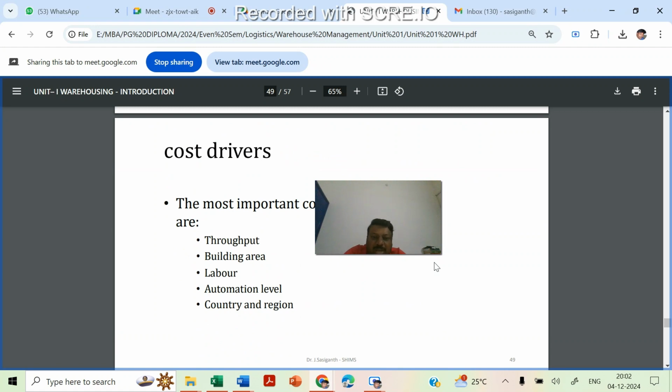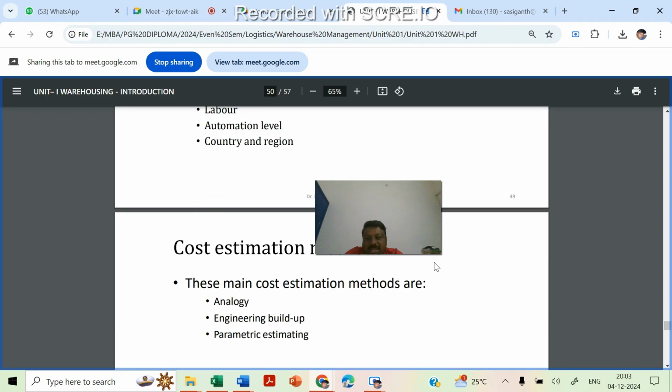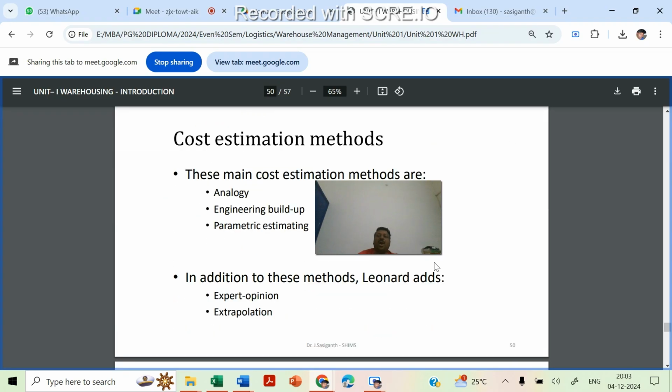See, the most important cost drivers identified are throughput, building area, labor, automation level, country and region. So these are all the cost drivers. Then cost estimation method. How do you estimate your cost? Main cost estimation methods are analogy.